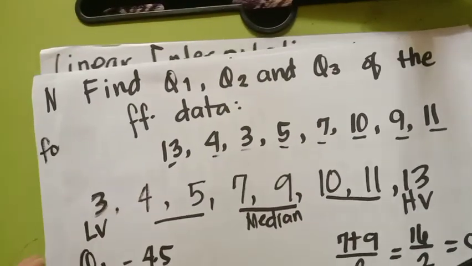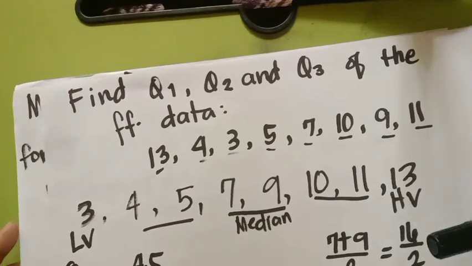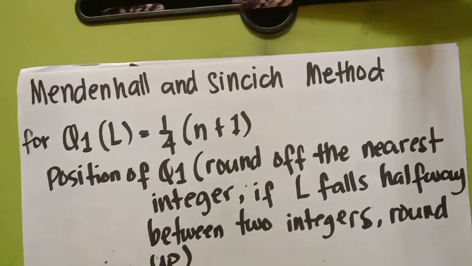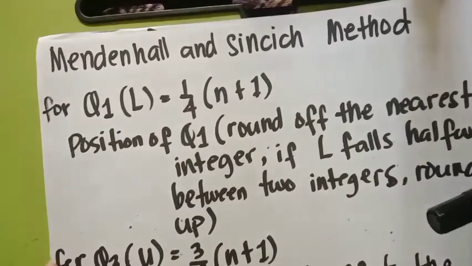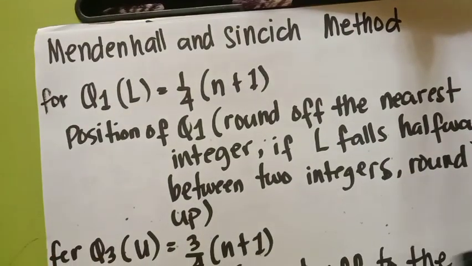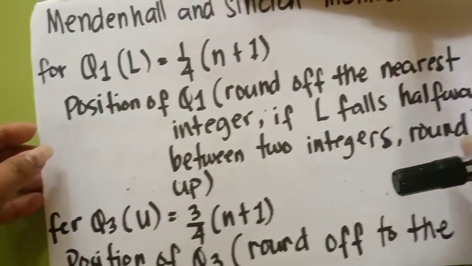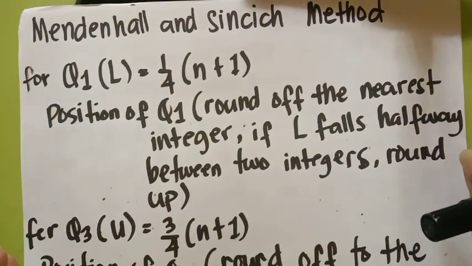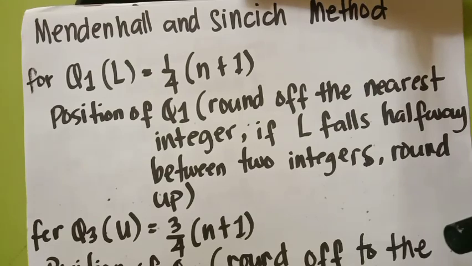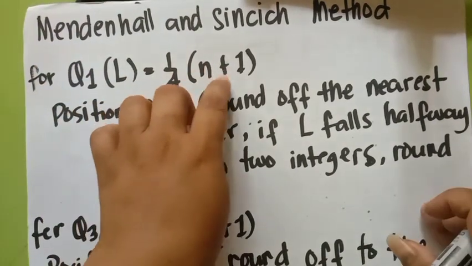Okay, so let's have another method in finding the quartile. Another method is by using the Mendenhall and Sincich method. In the Mendenhall and Sincich method, ang hinahanap natin is the position of the data. Ang hinahanap natin is yung position ng data, and then binibilang na lang natin yung data according to the position. Okay? So, for Q1, gagamitin natin yung formula na 1/4 times the quantity n plus 1.